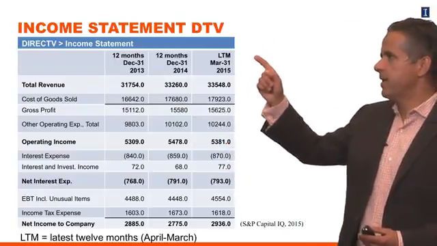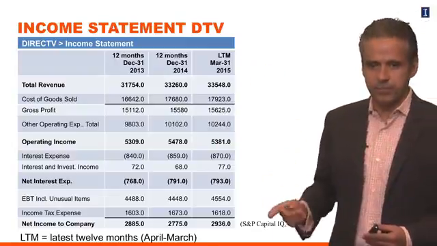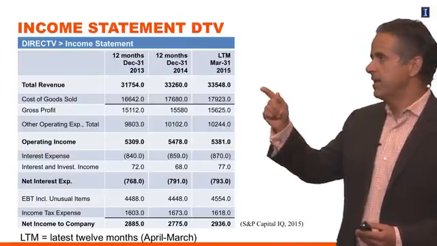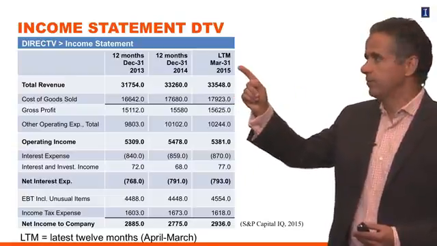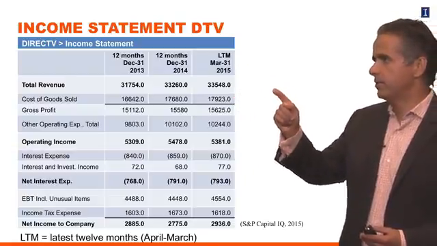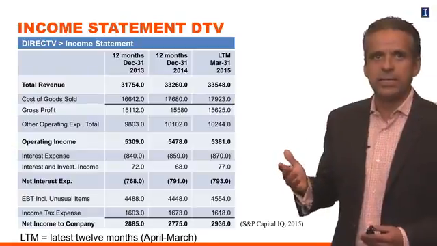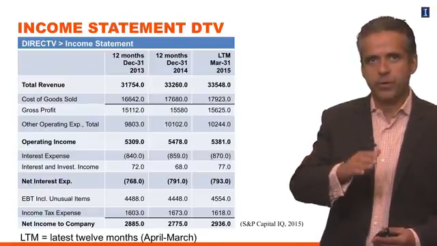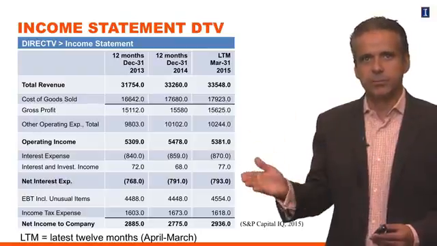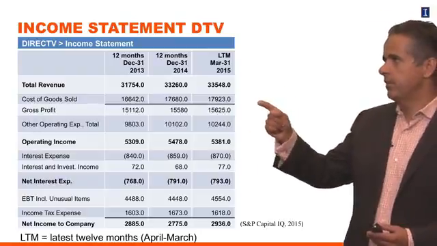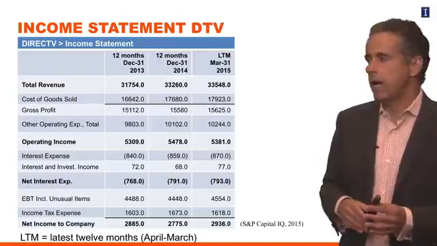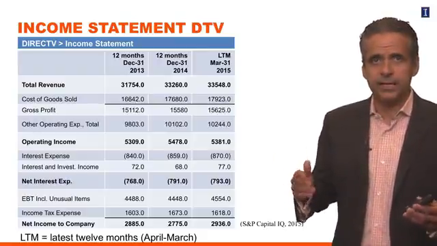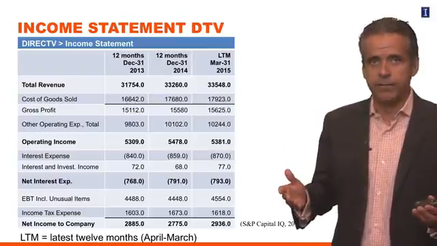Okay? First thing is there is this term LTM, which is defined here in the bottom. What this means is that it's the data for the latest 12 months. So if this is March 31st, 2015, what this means is that you have the data from April 1st of 2014 to March 31st of 2015. Okay, so it's a year, right? And in many cases, the most current data that you can get is going to be a latest 12-month figure, right?